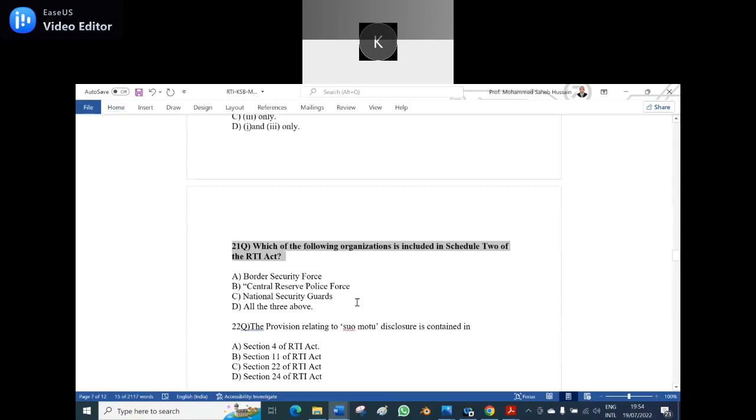21st question. Which of the following organizations is included in Schedule 2 of the RTI Act? A. Border Security Force. B. Central Reserve Police Force. C. National Security Guards. D. All of the above. D, sir, all of the above. Yes, all these three, Border Security, Central Reserve, National Security Guards are included in Schedule 2.